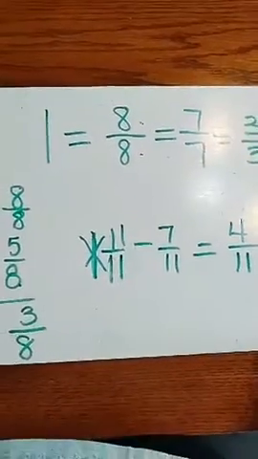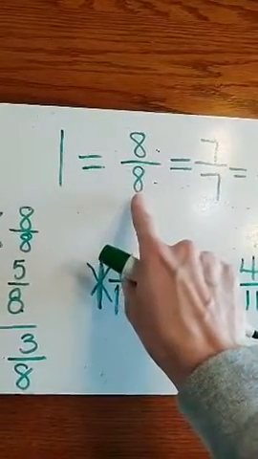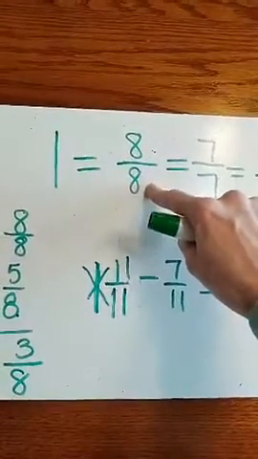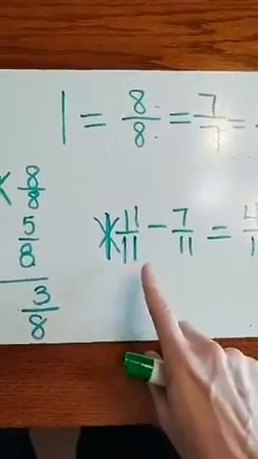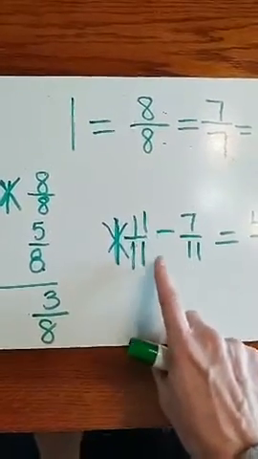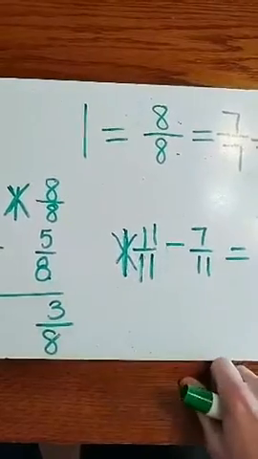Okay, guys, so just remember to make a 1 into a fraction, we use the same number on the top and the bottom, the same number on the numerator and denominator. And if we're adding and subtracting, then that denominator needs to be equal to our other fraction's denominator.